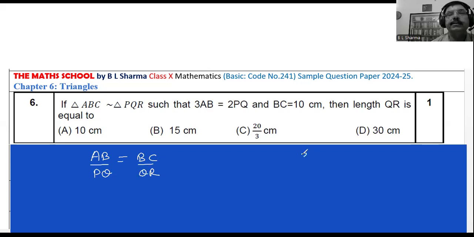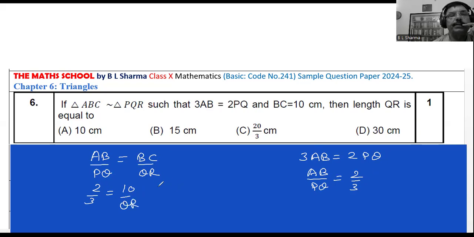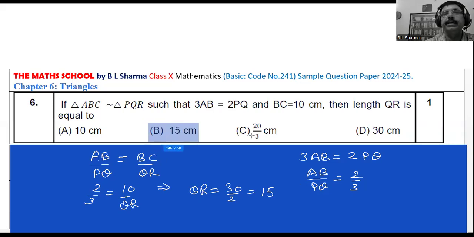But here we know that 3AB is twice of PQ, it is given. Or we can say AB upon PQ is 2 upon 3. So 2 upon 3 equals BC, 10 centimeters, upon QR. So on simplification, 30 upon 2, that is 15. So QR will be 15 centimeters and B is the correct option.